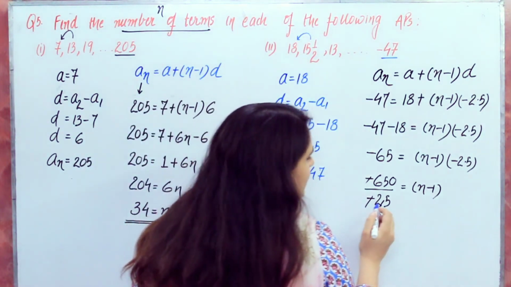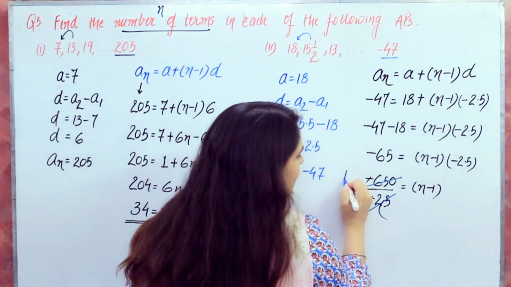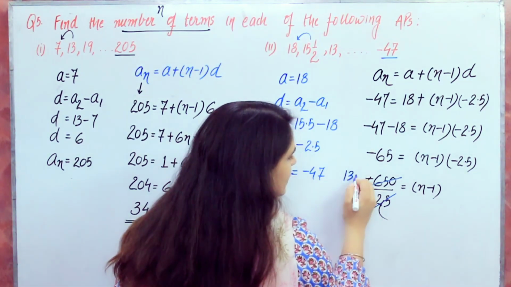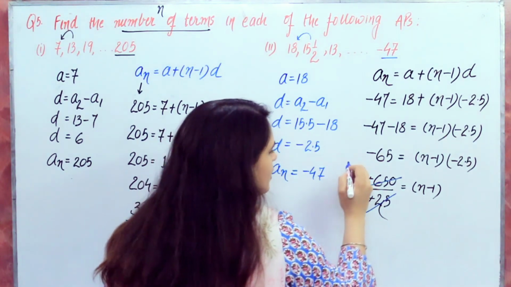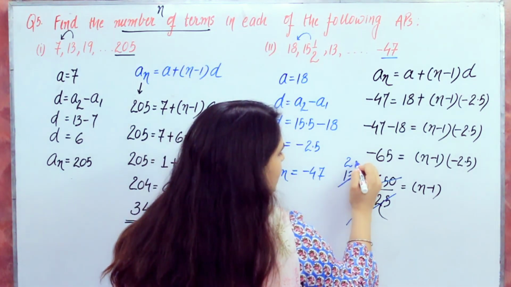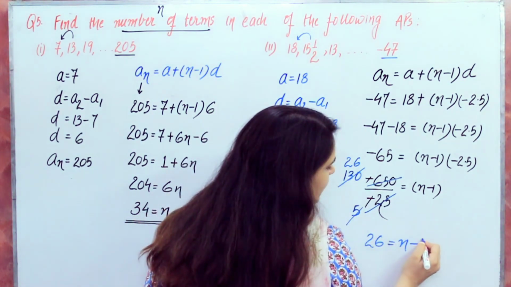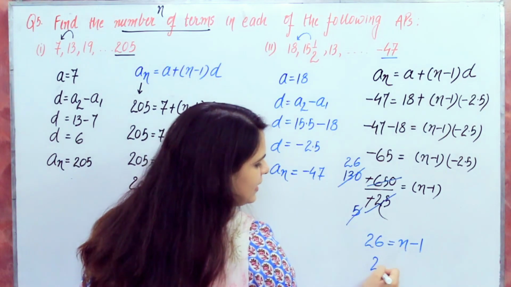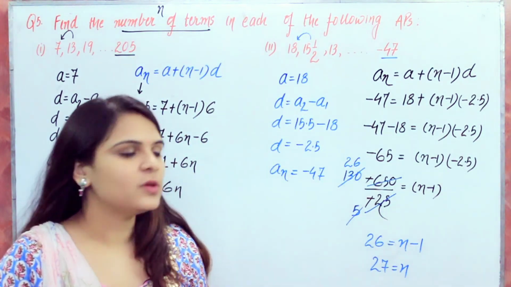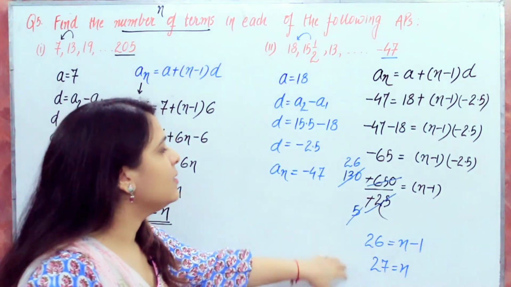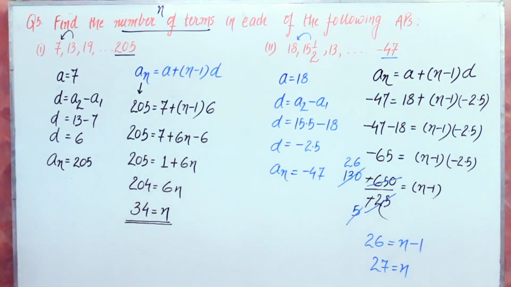They are divisible by 5. 5 5s are 25, then 5, then 5 3s are 15 and 0. Now again divisible by 5. 5 2s are 10 and 5 6s are 30. So it's 26 is equal to n minus 1. Now 27 is equal to n. So we have total number of terms is equal to 27, and this will be your 27th term. I hope this question is clear to you.